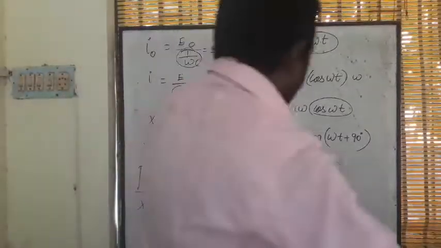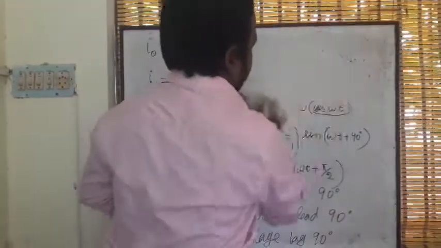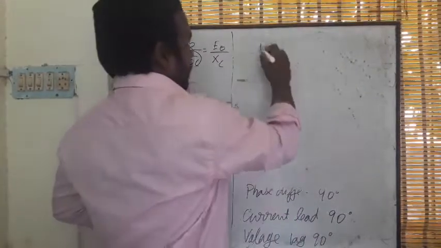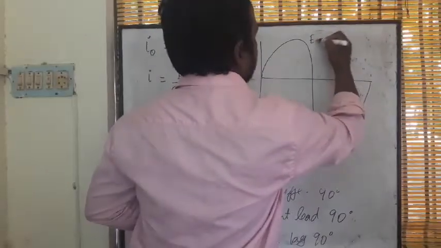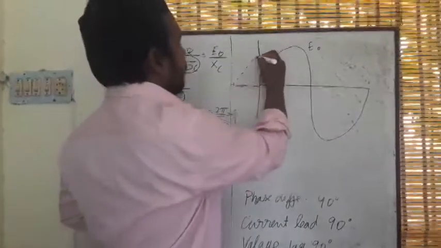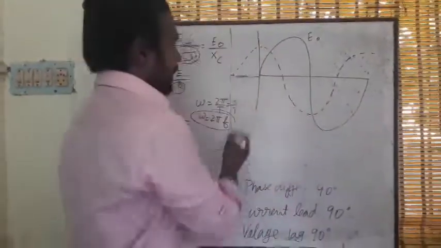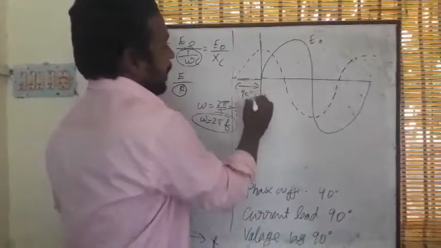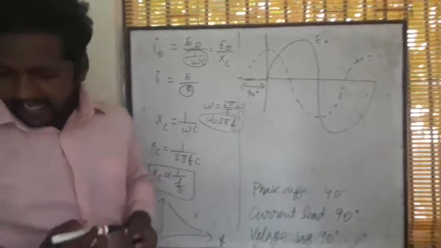Again I said the phase difference is 90 degree: current leads 90, voltage lags 90. See, it's a graph. Voltage will be like this, and we can call its peak E naught. The current started before, as I said, 90 degree before, so it's going to be like this. This is the reason the current leads by 90 degree, and the voltage lags by 90 degree.